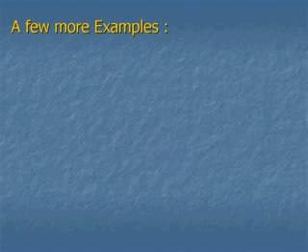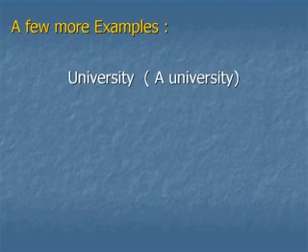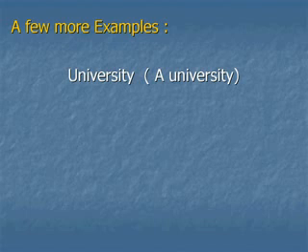Now we look at a few more examples. University. Although this word starts with a vowel, the initial sound is not a vowel sound, it's a consonant sound. University. Ya is the initial sound. Here if we use an, it would be entirely wrong.